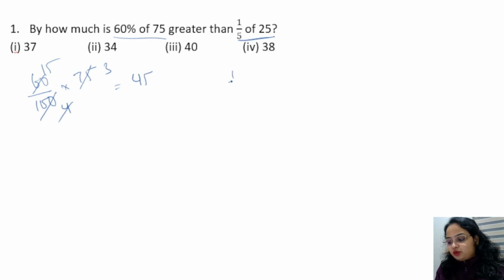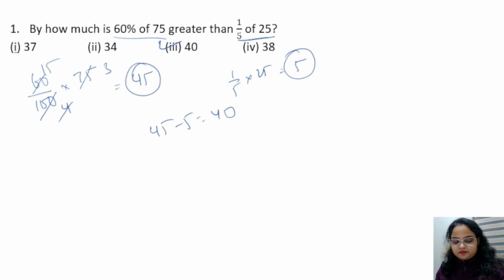And what is 1/5 of 25? It is 1 by 5 into 25. It is 5. So 45 is greater than 5. And how much greater it is? 45 minus 5. It is 40. Okay, answer is 40. Third option.